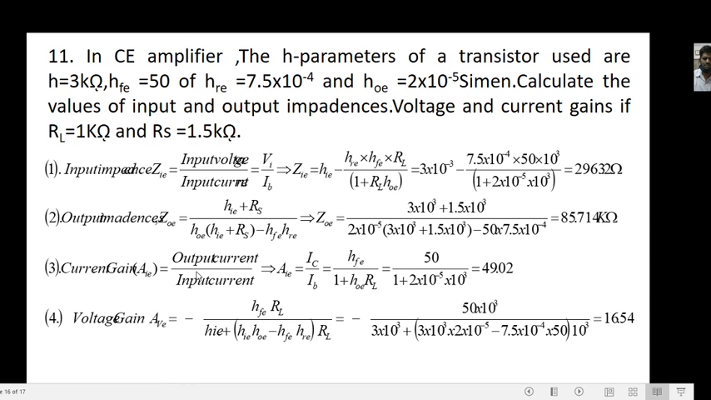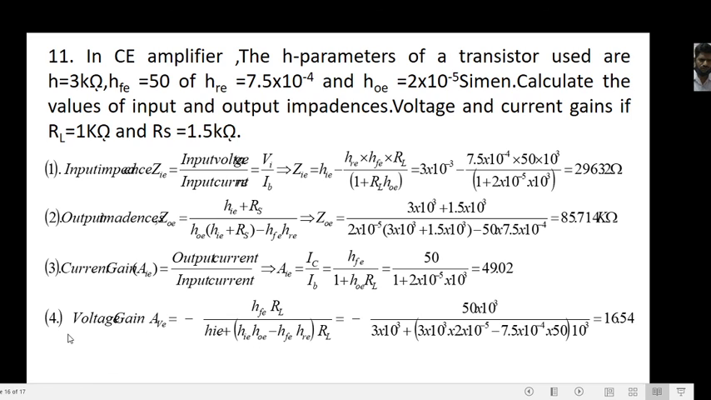AIE is defined as output current to the input current. AIE is equal to IC divided by IB, that is HFE divided by 1 plus HOE RL, that is equal to 50 divided by 1 plus 2 into 10 power minus 5 into 10 power 3, that is 49.0202. There is no unit for this.